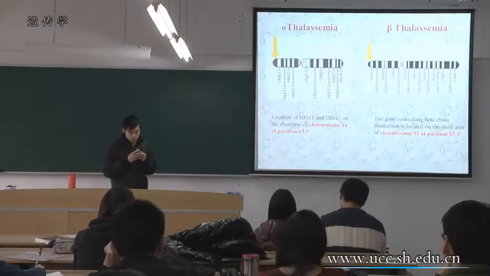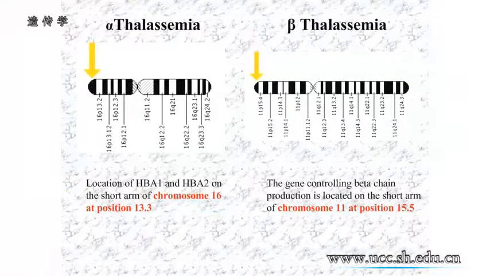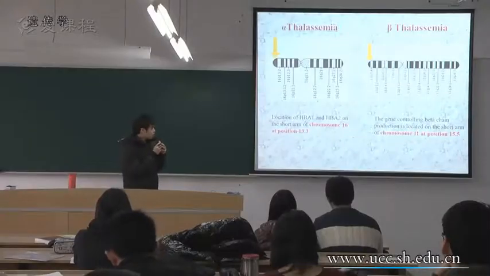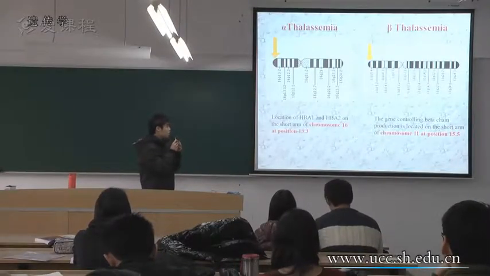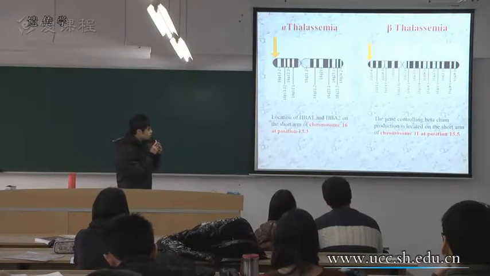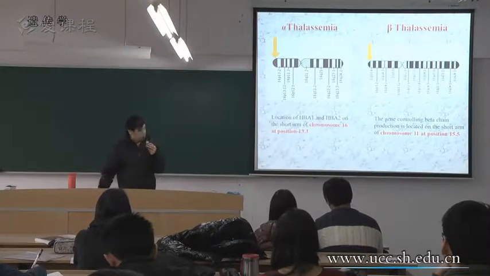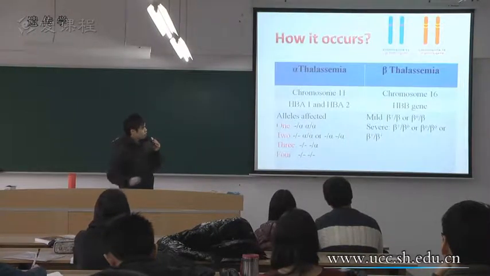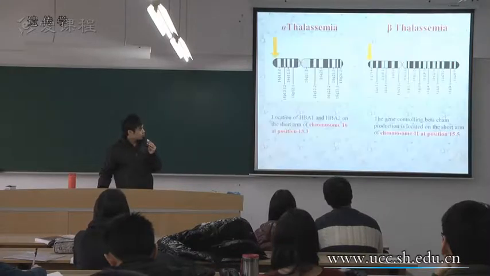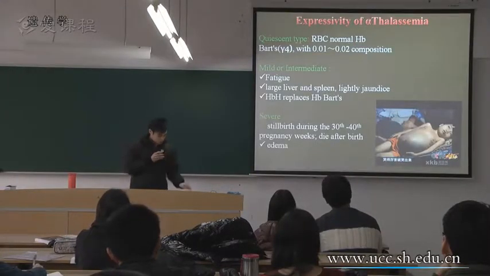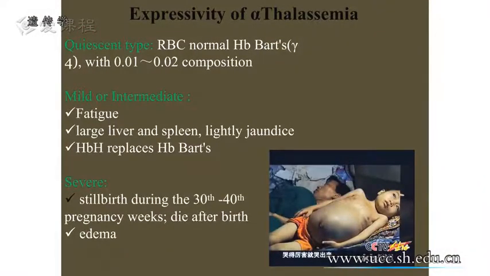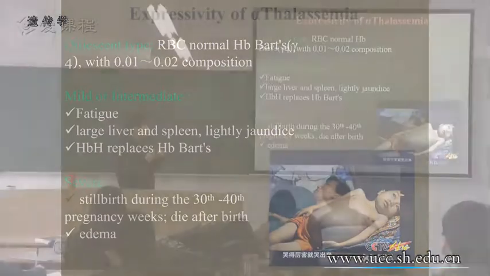And this is just a distribution on the chromosome, the positions on chromosomes 16 and 11. Two genes are involved in alpha thalassemia: hemoglobin A1 and hemoglobin A2, and the gene controlling the beta chain is the HBB gene in beta thalassemia. Firstly, the severity of alpha thalassemia can be divided into 4 forms: the quiescent type, mild type, intermediate, and severe.